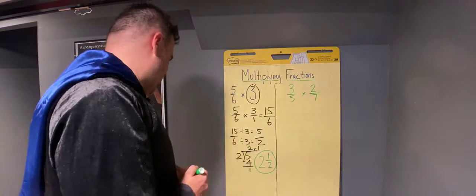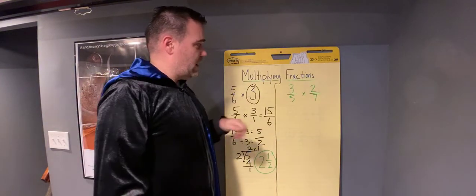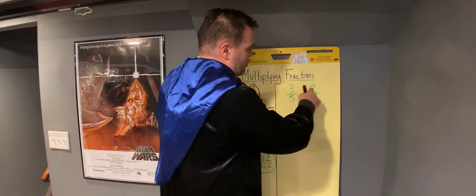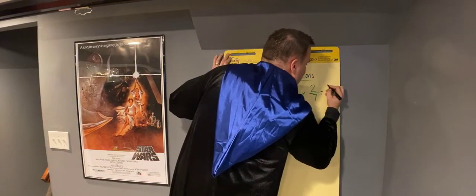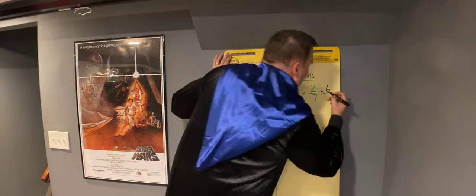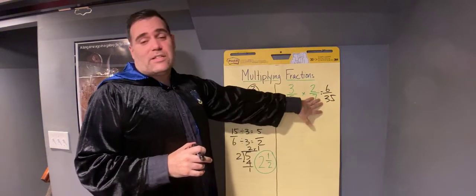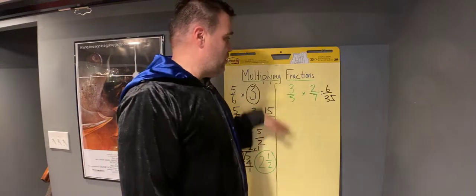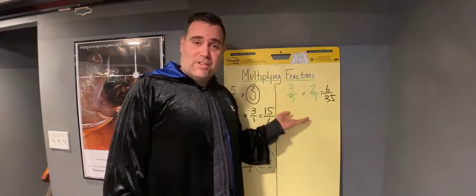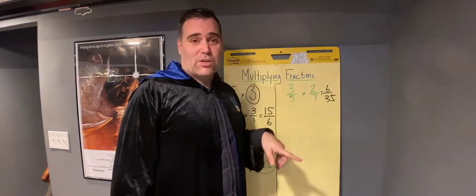Let's get to the next one now. We have 3/5 times 2/7. Again, this is more straightforward. We're just going to multiply the numerator times the numerator. 3 times 2 is 6. And the denominator times the denominator. 5 times 7 is 35. This is a fraction that cannot be reduced. There is no common factor greater than 1. So we're done. Nice and easy here, right? So 3/5 times 2/7 is 6/35.